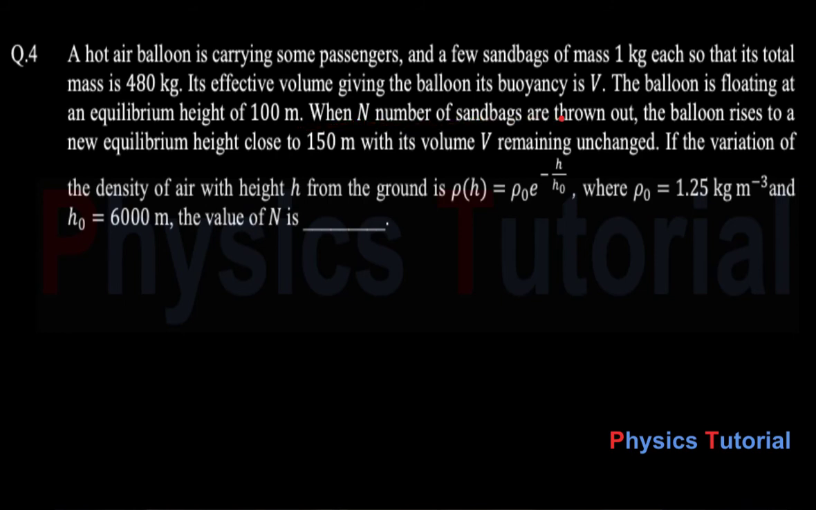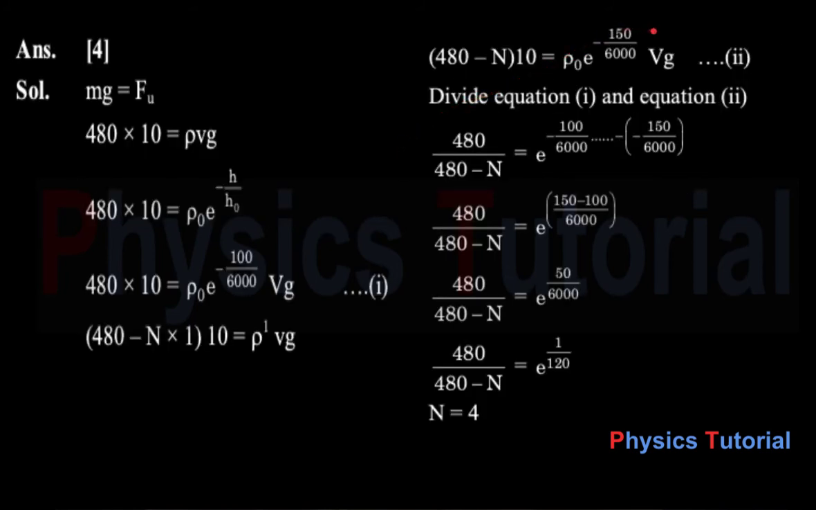Now when n sandbags are thrown out, the balloon rises to the equilibrium height of 150 meter. It means we have to reduce some mass, and the height increases to 150 meter. So let n be the number of sandbags thrown out. So 480 minus n, then you can find this new rho dash. For this rho dash, using the same formula, rho naught e to the power minus h by h naught, that is 150 upon h naught. The two cases arise, 1 and 2, and now dividing these equations, you can get the value of n over here. It's a simple problem.